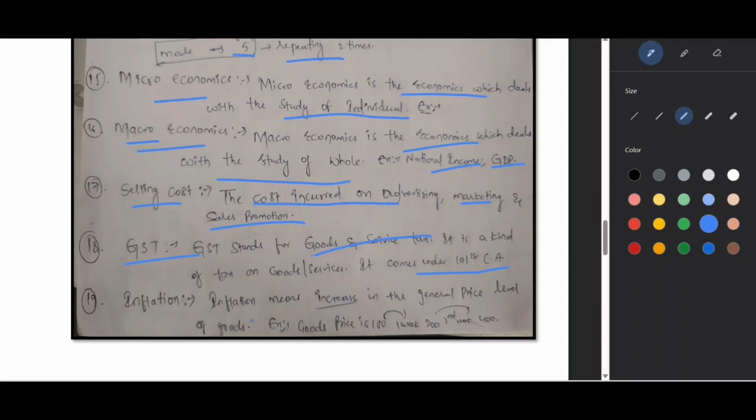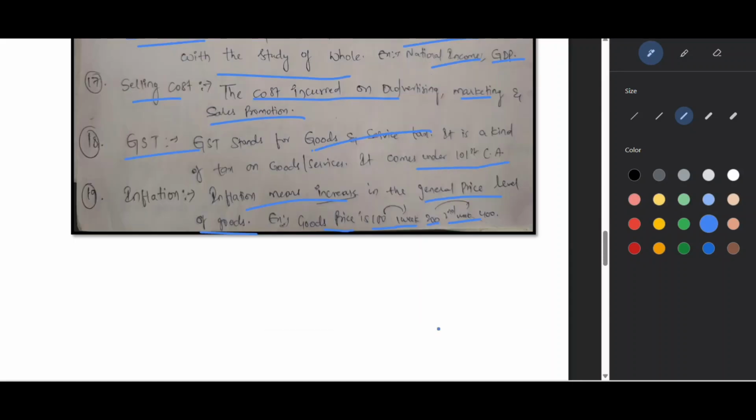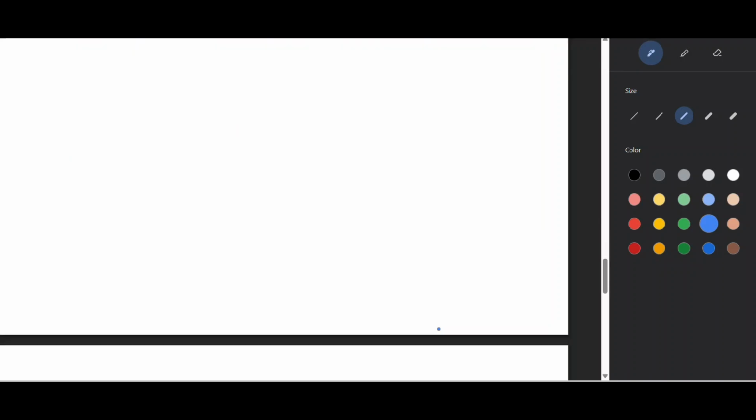Next, inflation. What is meant by inflation? Inflation means increase in the general price level of goods and services. It means as the days pass, the price of the goods will be increasing and increasing. That type of process is called inflation. Example, suppose goods price in first week is 100 rupees. See, in second week it will become 200. In third week it will increase again to 400 or 500. So that increasing value over a time is called inflation. And if there is a decrease in the general price level of goods, that will be considered as deflation.